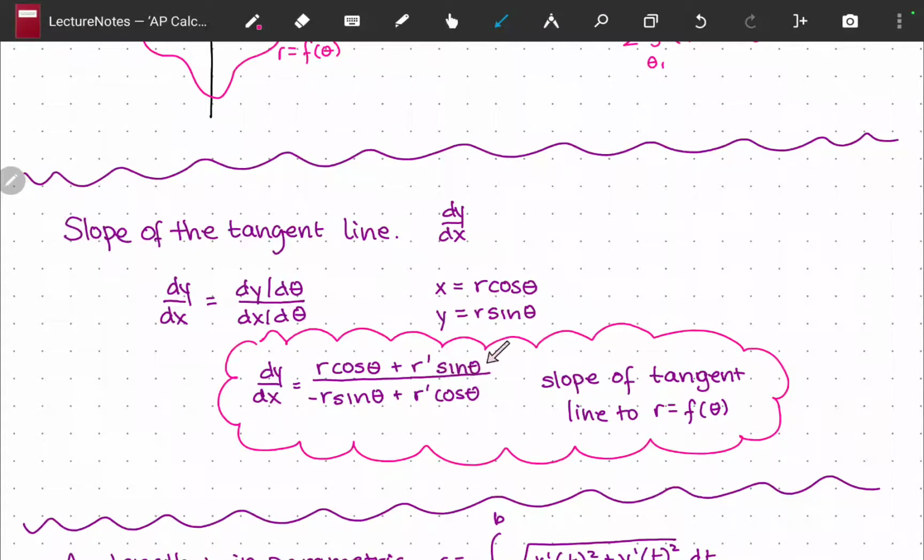And so you can pause the video if you need to and easily see that using product rule on y gives you this numerator, and product rule on x gives you this denominator. So some people choose to memorize this formula. Some people choose to just remember how to get it, whichever one you want. But that's finding slope.